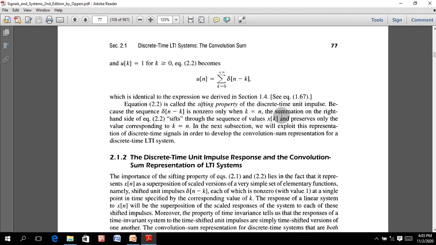In the next lecture we are going to discuss how convolution works. We will understand what convolution is, and in the next lecture we are going to discuss convolution.